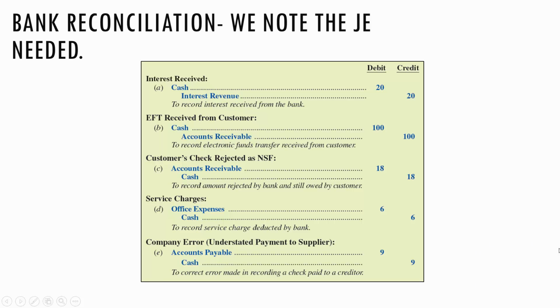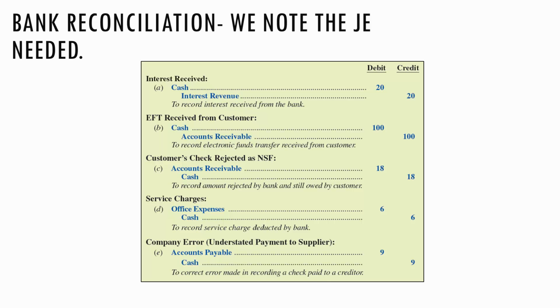We had service charges for the bank. These are going to be recorded in D. They're calling it office expenses. We often see it recorded as miscellaneous expenses. Now, a customer's check was rejected as insufficient funds. Well, that means we will probably try to set it up as an account receivable, which is what we are doing here in C, and we are going to try to collect it from the customer.